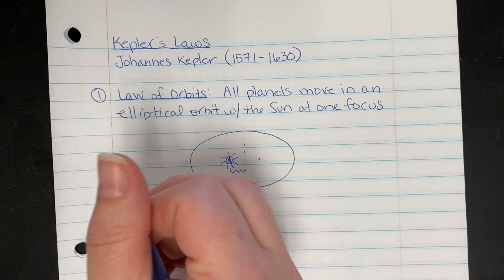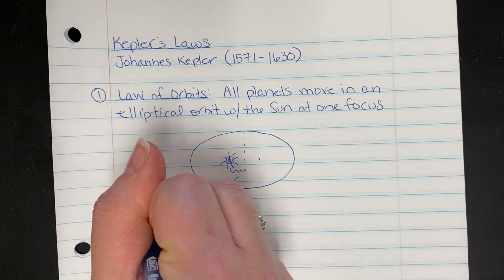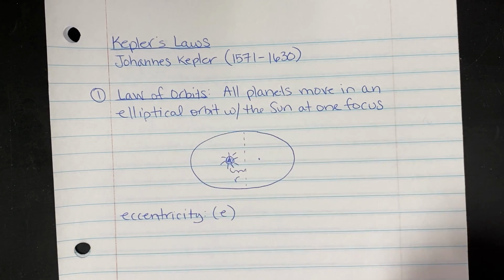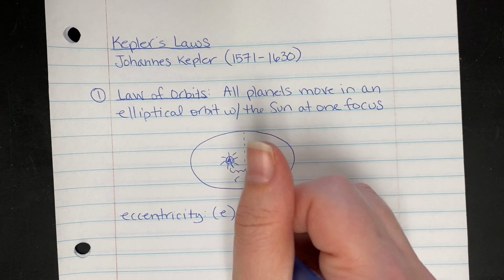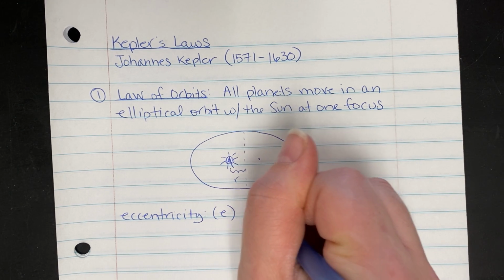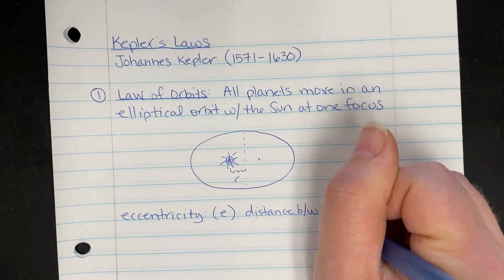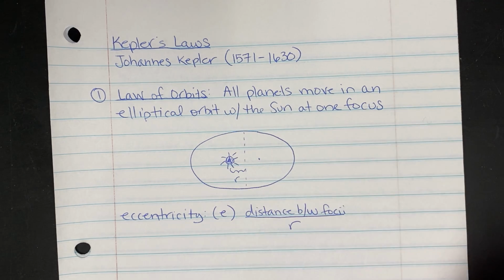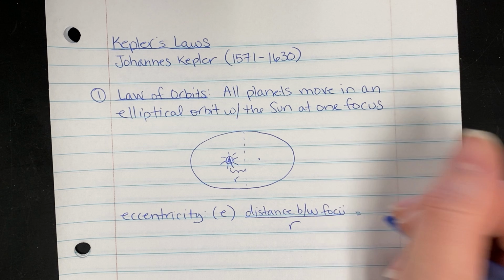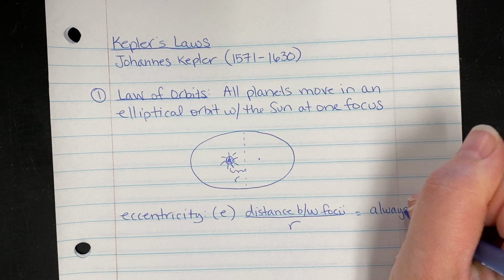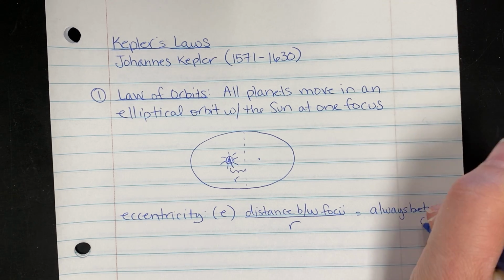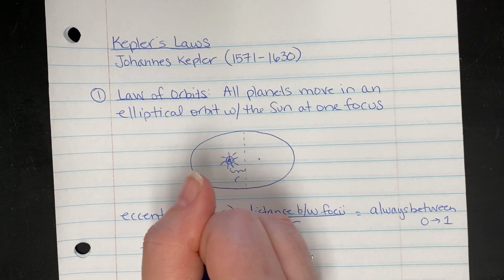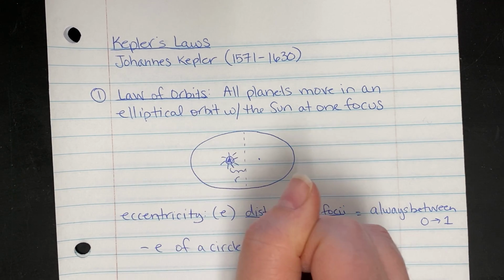And we can figure out how elliptical they are by defining something called the eccentricity. And maybe you remember this from earth science. This is also denoted by lowercase e. And basically what we're doing is we're taking the distance between the foci and we're dividing it by this r value. And this value is always between 0 and 1. The eccentricity of a circle is actually 0.